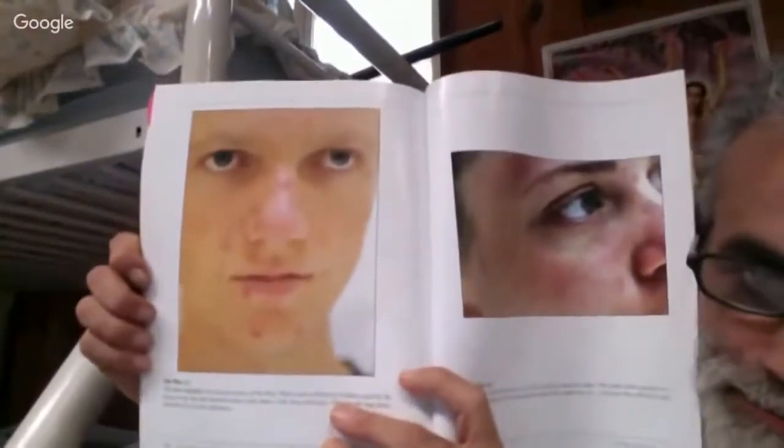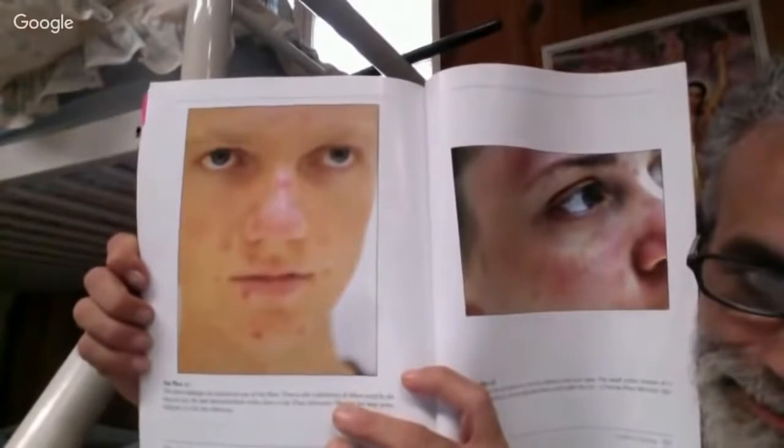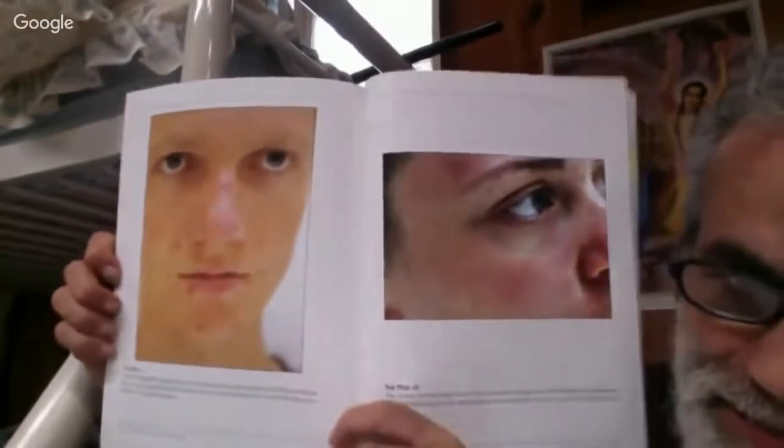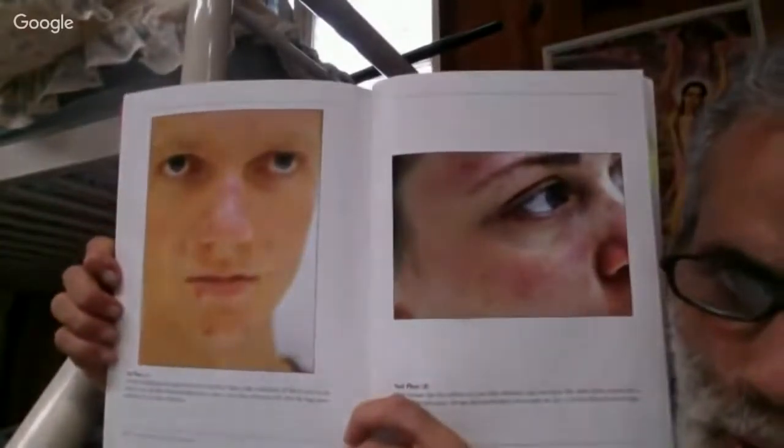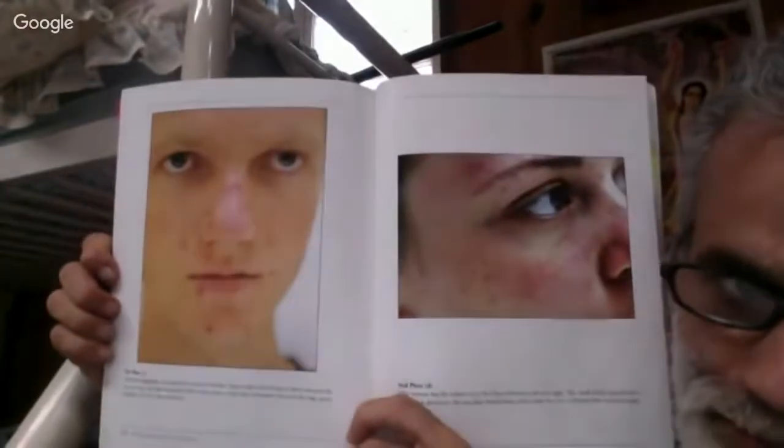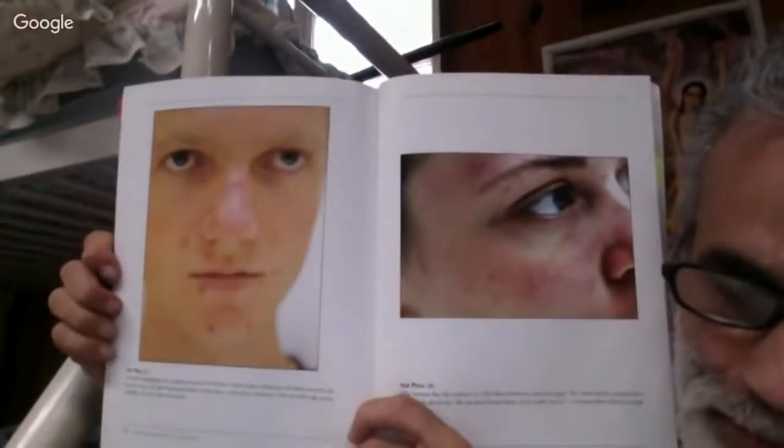Whoa. That is. Both cases. Whoa. How many people see this stuff, man?